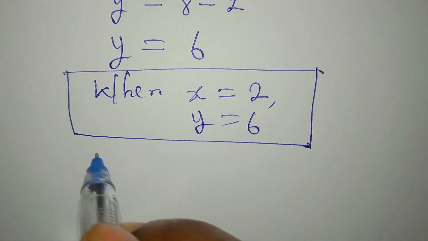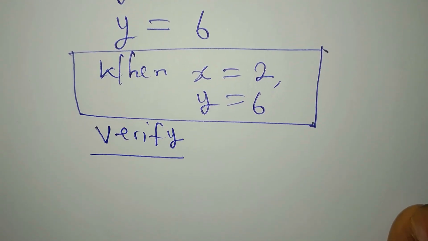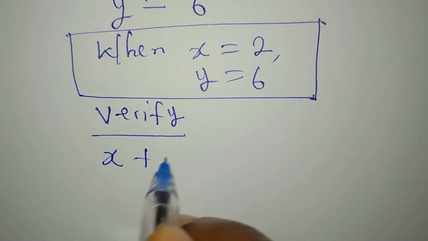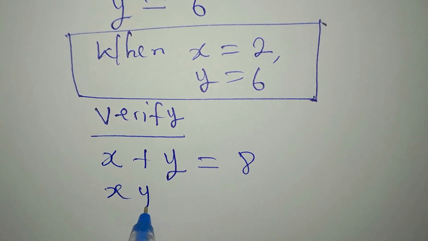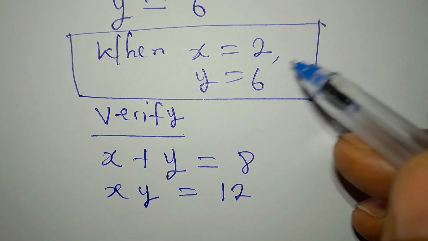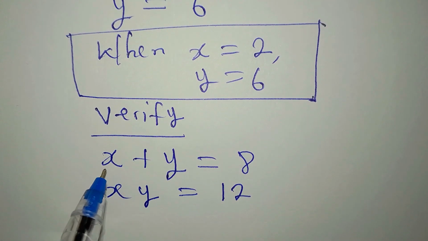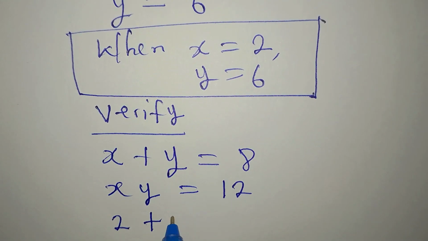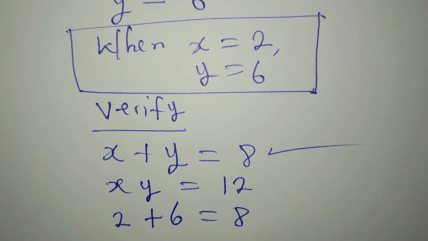So let us verify our results. The equations we got: x plus y equals 8, and the second, xy equals 12. Now let me work with these first two values. So when x is equal to 2, y is equal to 6. If you put it into the first, we have x is 2 plus y is 6, and this is giving us 8, meaning that this satisfies the first equation.